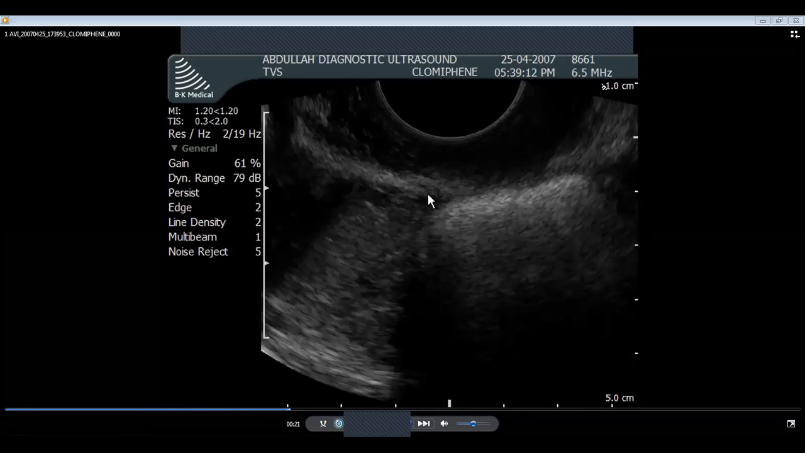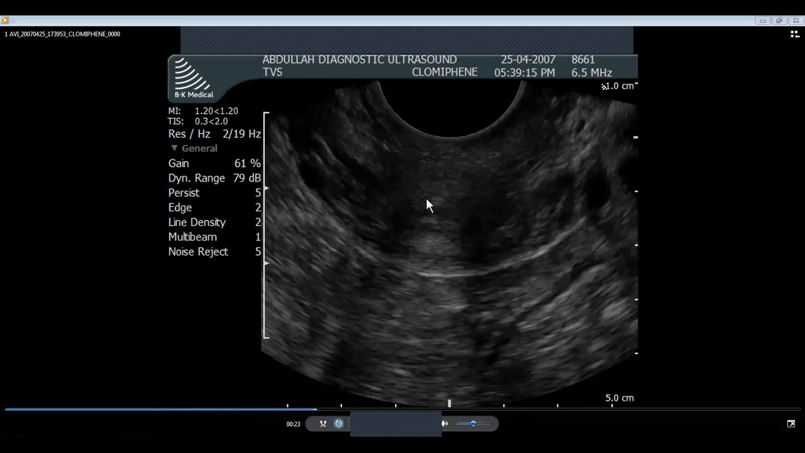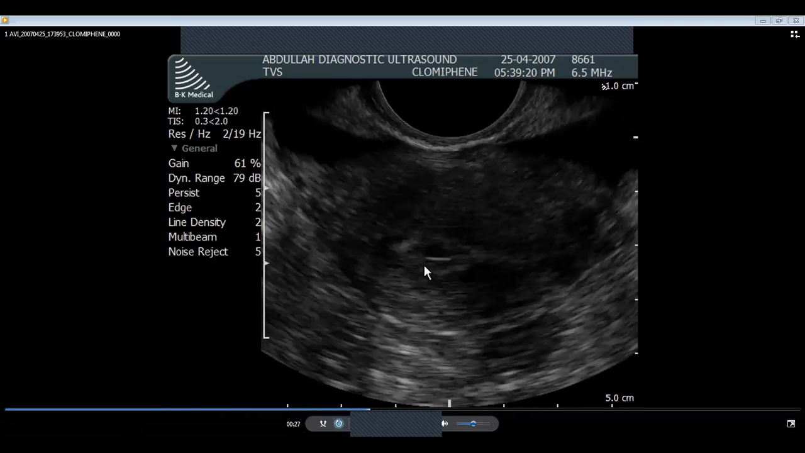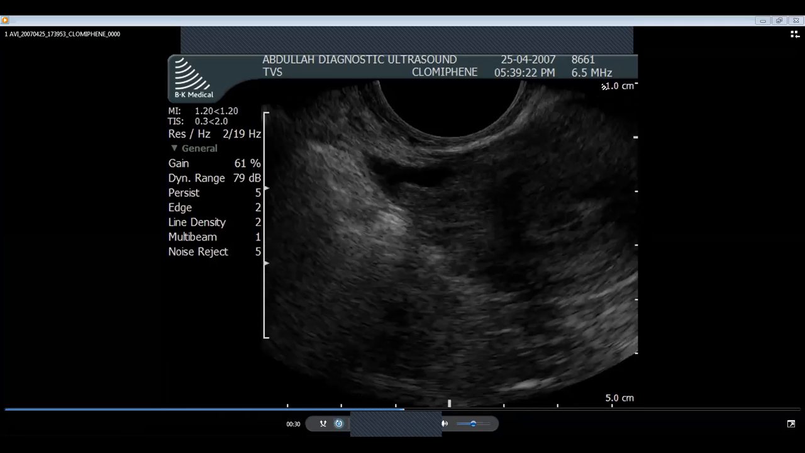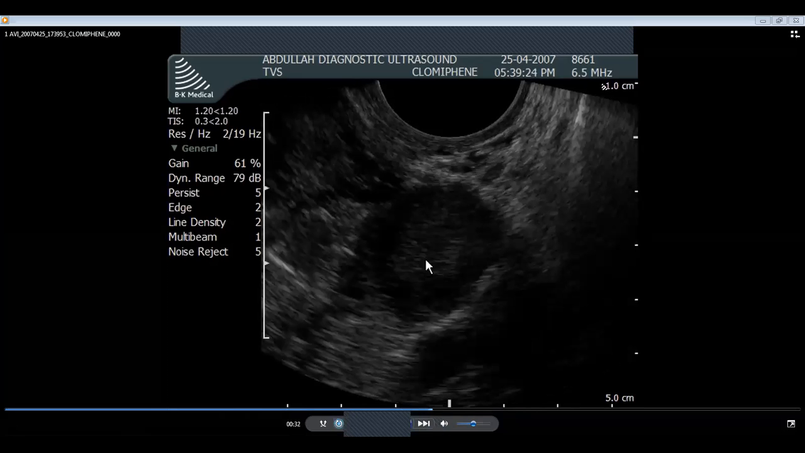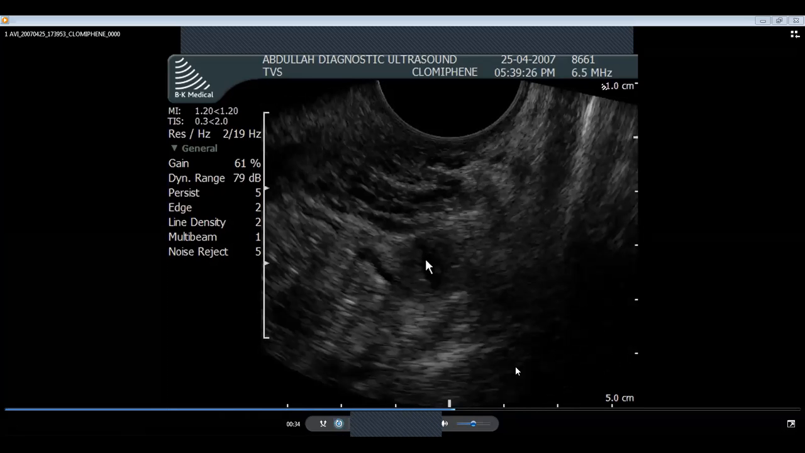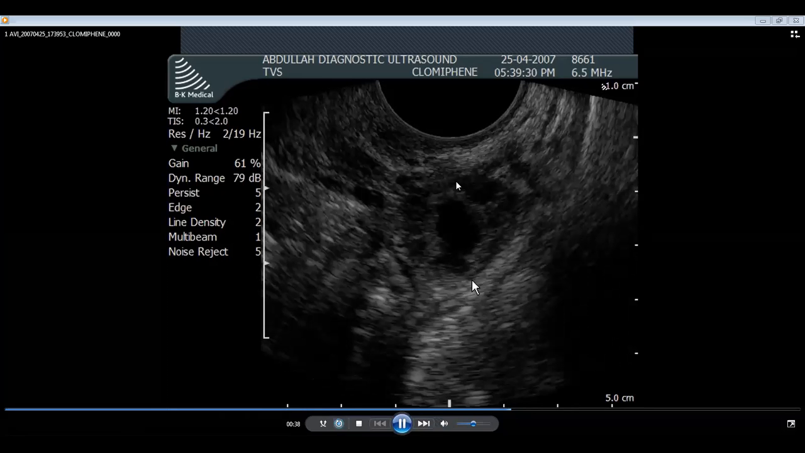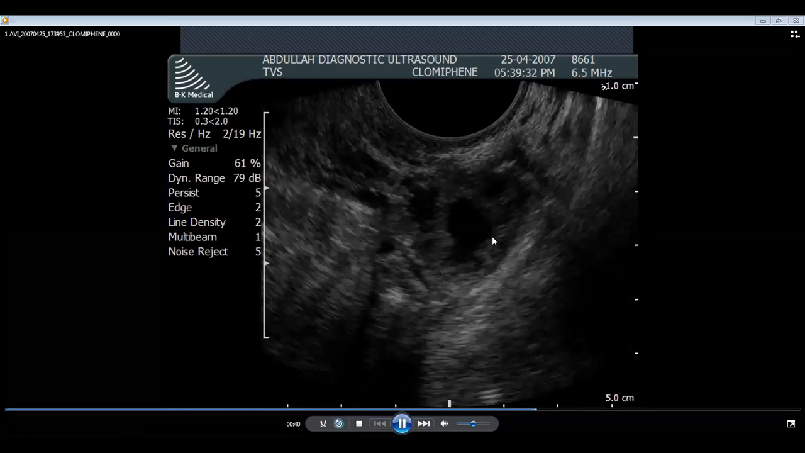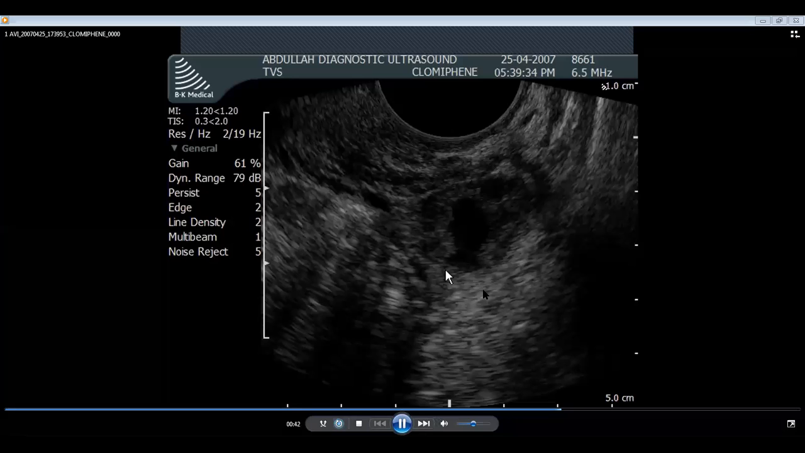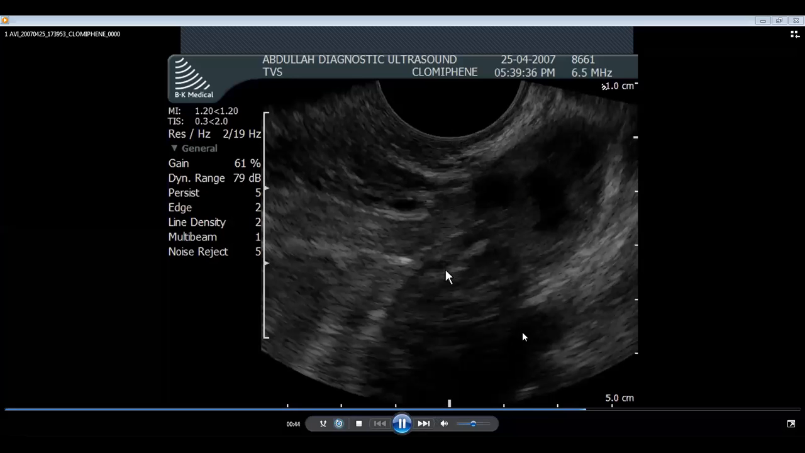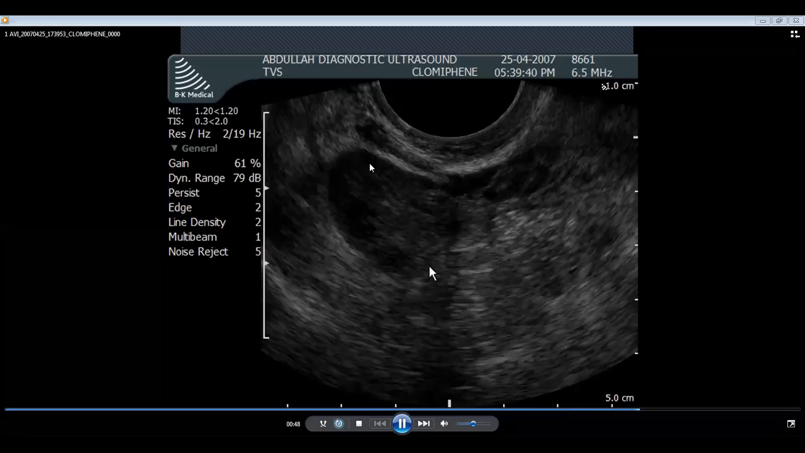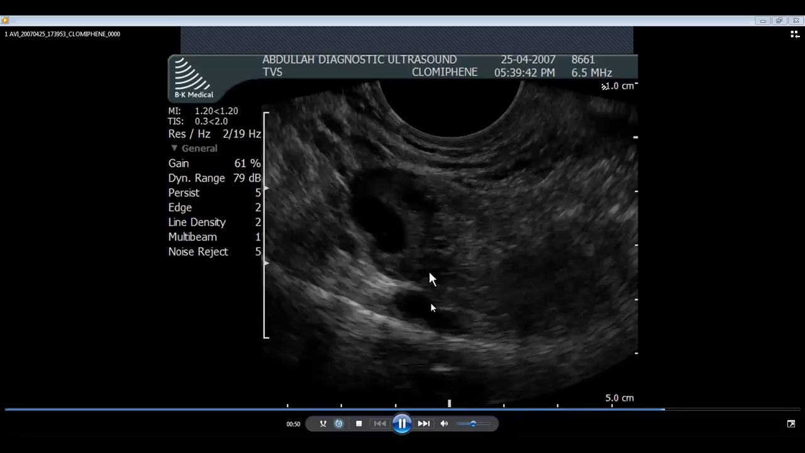Whenever a follicle ruptures, there will be around 6 cc of free fluid seen in the pelvis, which I will show you in a moment. This was the follicle which ruptured. Now its walls are collapsed. There you see collapsed walls. And this is the right ovary without any maturing follicle.